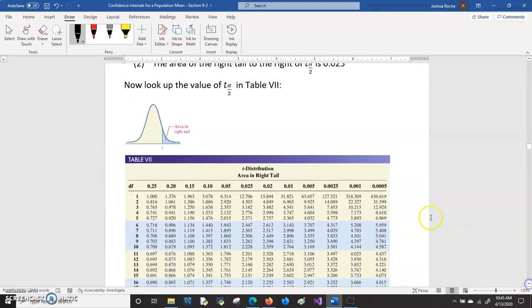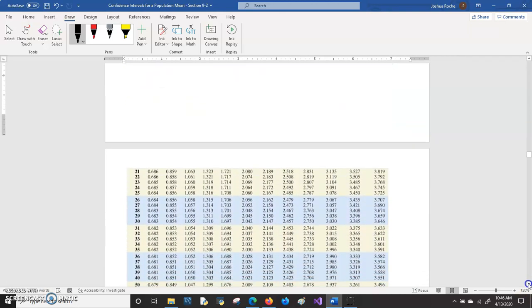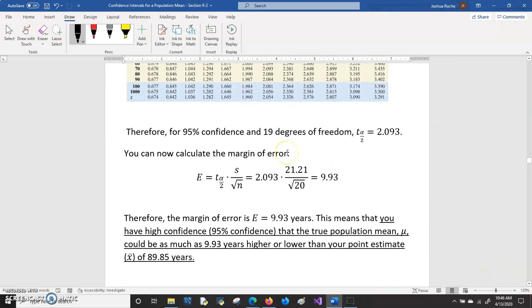Knowing that information, you can now look up the value of t sub alpha over 2 in table 7. Go to 19 degrees of freedom. Here's 19 degrees of freedom. And up here are the areas of the right tail. We want an area of 0.025. So here's 0.025. Go to 19 degrees of freedom, and it looks like that value is 2.093. That's going to be the value of our t sub alpha over 2. So for 95% confidence and 19 degrees of freedom, t sub alpha over 2 is 2.093.